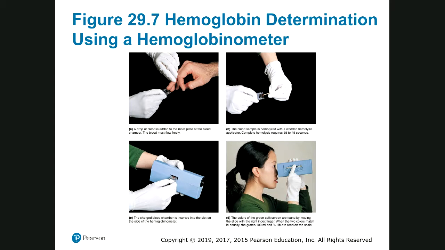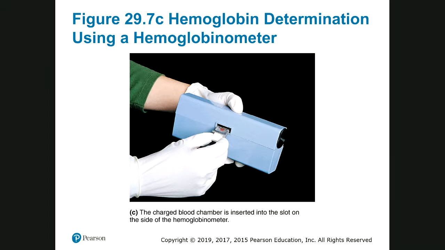And we have to look for the green split screen that is found by moving the slide with the right index finger. When the two colors match in density, the grams per 100 milliliters represent the percentage of hemoglobin that is read on the scale. So this is also a very easy way to determine the percentage of hemoglobin in your red blood cells.